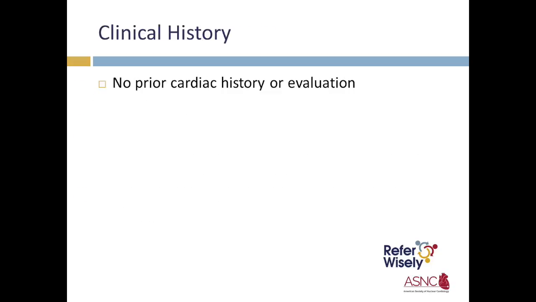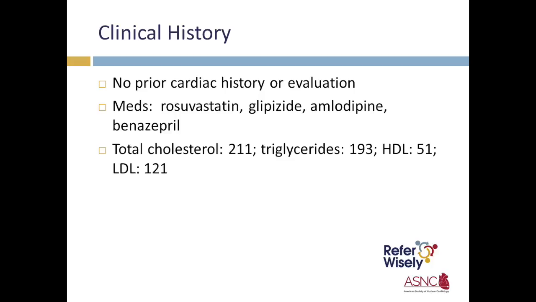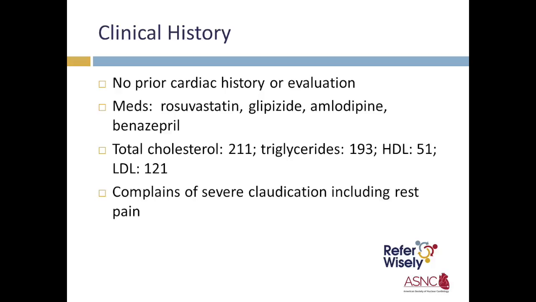In this case, the initial database revealed no prior cardiac history or evaluation. Her medications include rosuvastatin, glipizide, amlodipine, and benazepril. Her lab profile showed a cholesterol of 211 with a triglyceride of 193. Her HDL was 51, and despite being on a statin, her LDL was still 121. She complained of severe claudication, including some rest pain. So what evaluation would be appropriate to be carried out as part of her preoperative evaluation?